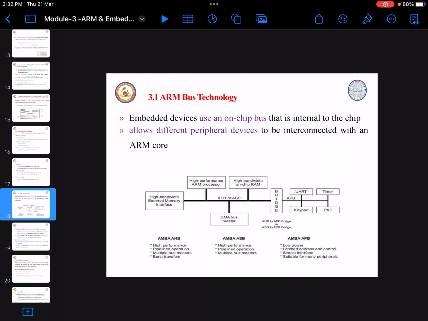You have three different types of buses: AHB, ASB, and APB. APB indicates ARM peripheral bus. In order to connect the peripherals with the ARM core, we use APB. ASB is the ARM system bus and AHB is the ARM high performance bus. It is internal. The major difference between AHB and ASB is that if we want to transfer a burst of data, then we go with AHB, a high performance bus.